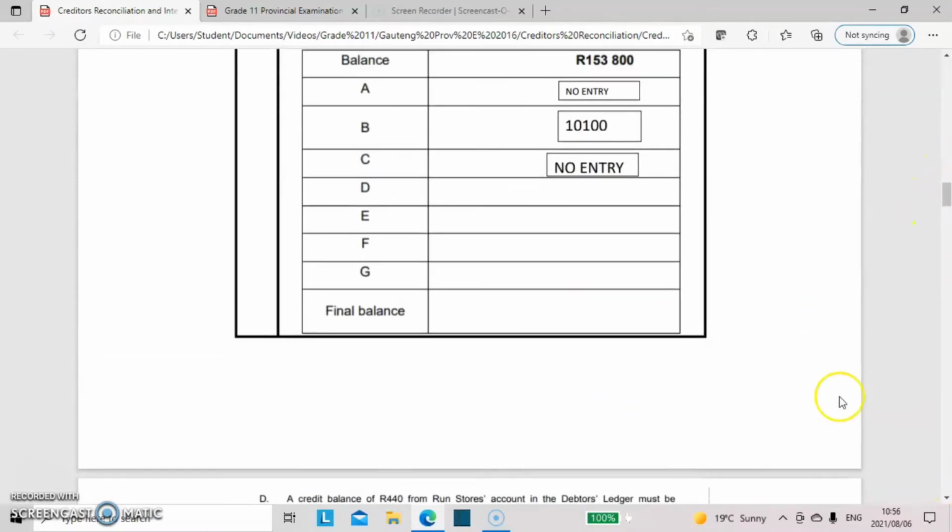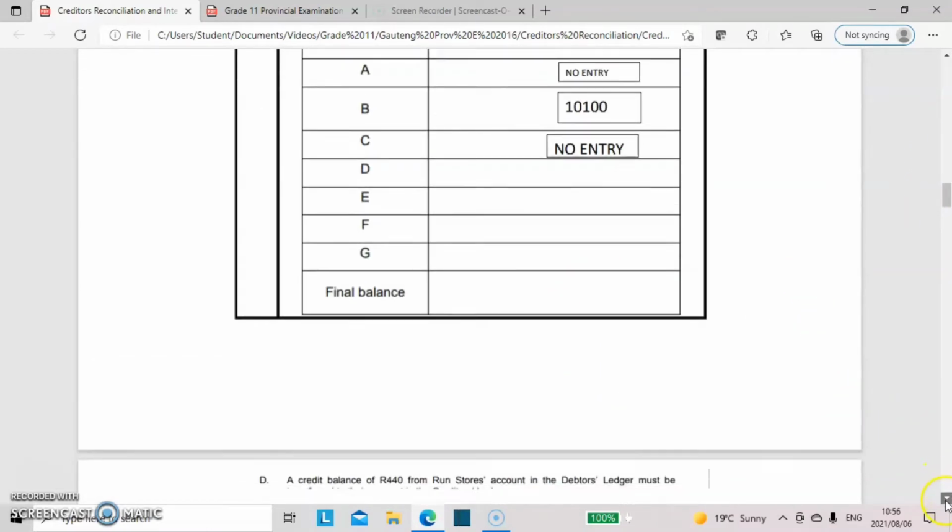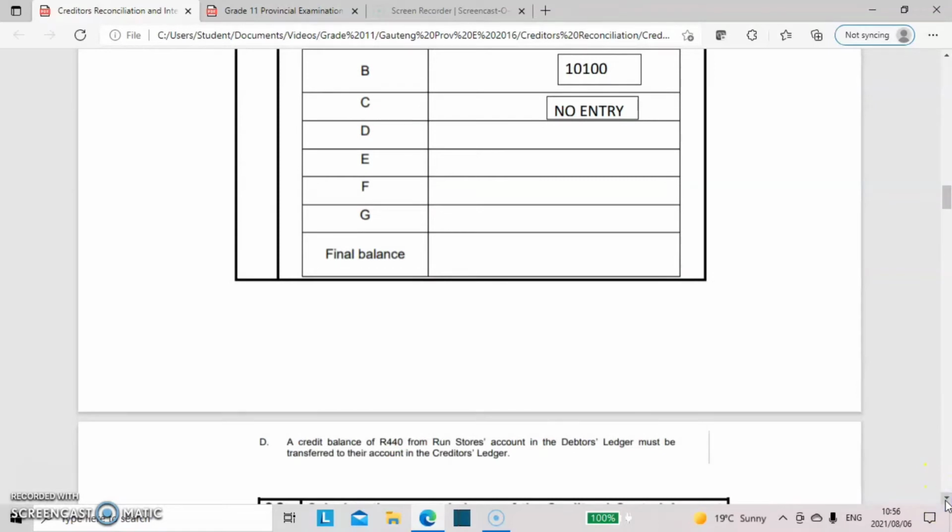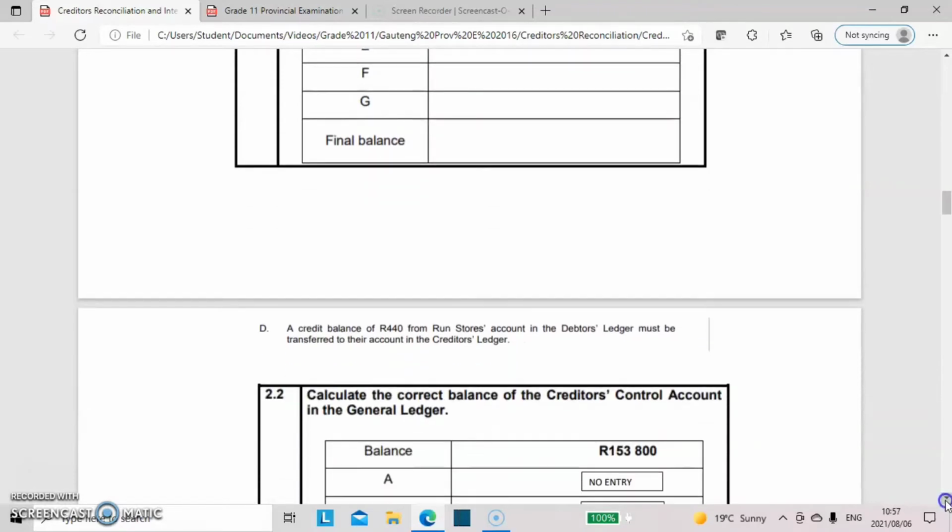So they say here a credit balance of 440 from Run Stores' account in the debtors ledger must be transferred to their account in the creditors ledger. Okay, so if you have a debtor and they have a credit balance, that means now you owe them money, and we need to take that balance to the creditors ledger. So our creditors control account is going to increase with 440. But also the account of Run Stores in the creditors list. But I'll show that to you now as well.